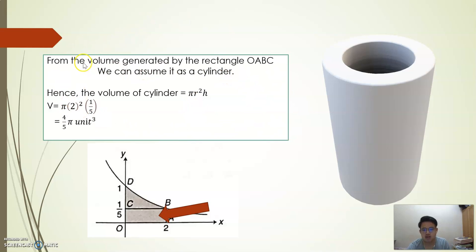So the volume generated by the rectangle OABC, we can assume it as a cylinder. When it doesn't involve volume of revolution about the y-axis and is just a simple relation, we can just use the general formula for the volume of a cylinder. Substitute the radius equal to 2, from 0 to 2, this is the radius. Its height is 1 over 5. So finally, we get 1 over 5 pi unit cubed. This is extra knowledge only.